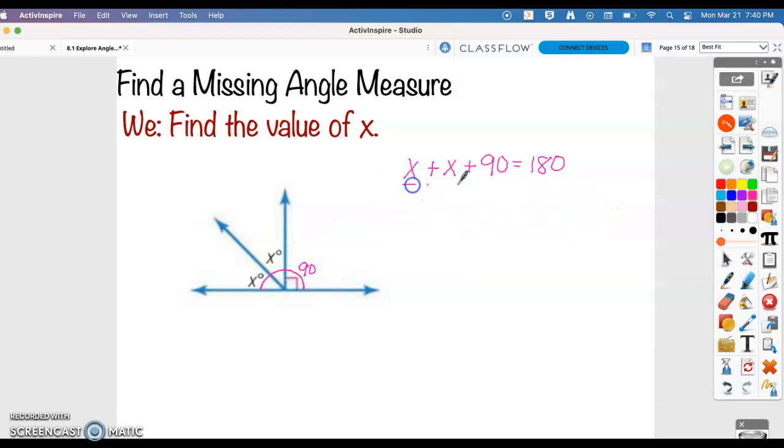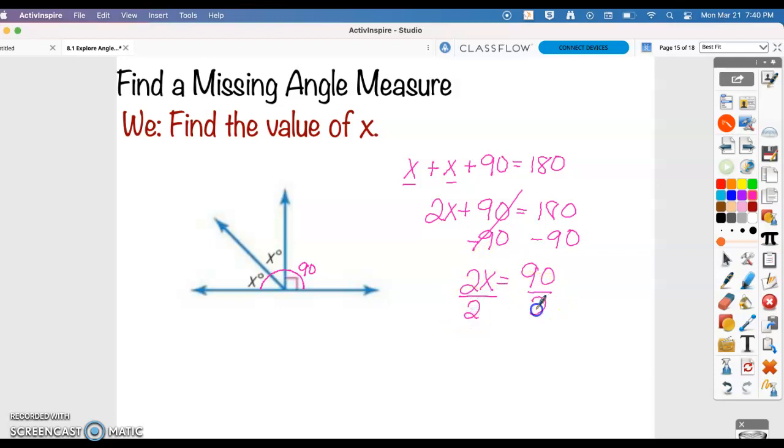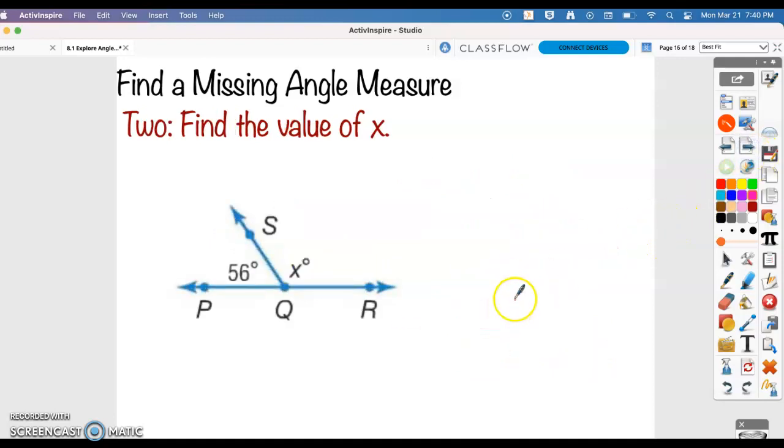We have to combine our like terms. So x plus x is 2x, plus 90 equals 180. It's a positive 90, so I'm going to subtract 90 from both sides. 2x is equal to 180 minus 90, which is 90. It's being multiplied by 2, so I'm going to divide by 2. And 90 divided by 2 is 45 degrees. So each of those is 45. All right, next one.